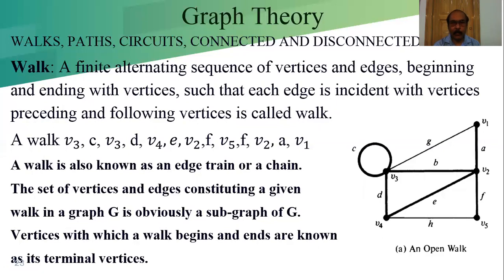That means we are moving from vertex, edge, vertex, edge, vertex. We can move from one vertex to another vertex. That is called the walk. We are walking from here to there by moving from vertex, edge, vertex, edge, then vertex. Start and end should be vertices.